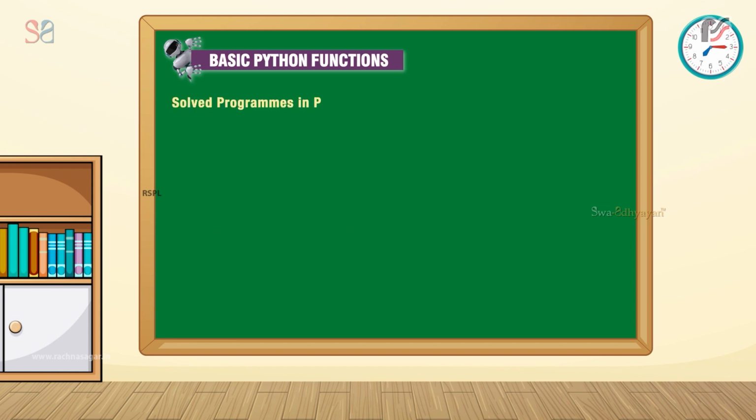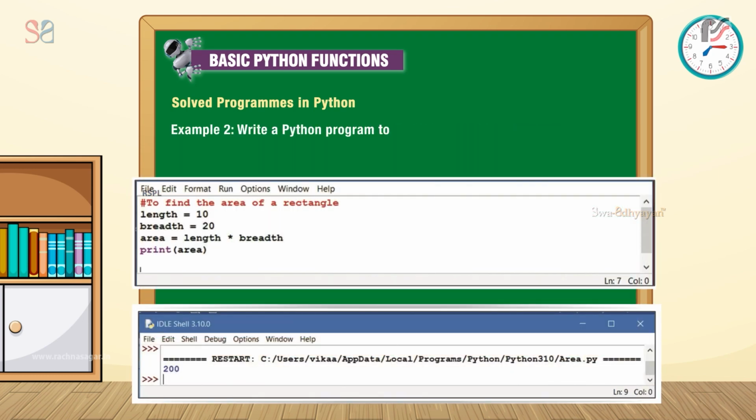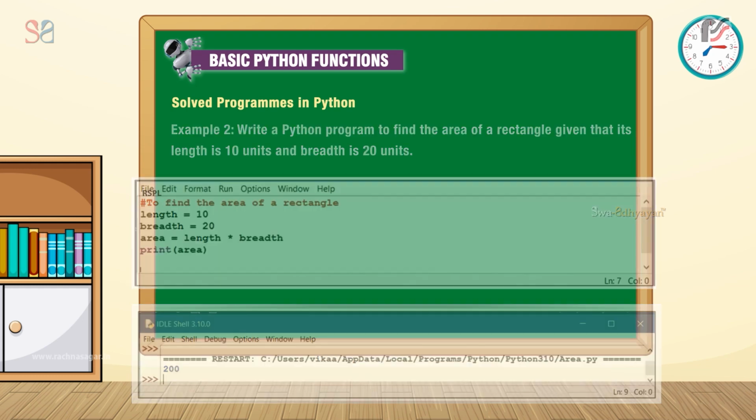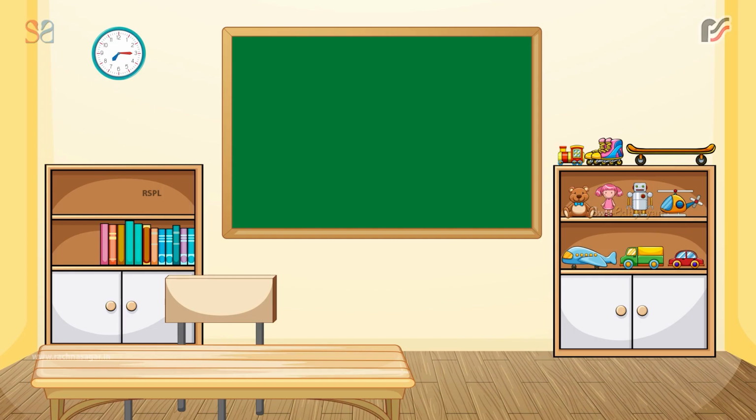Continuing with solving programs in Python. Example 1. Write a Python program to find the sum of two numbers. Here is its output. Example 2 is write a Python program to find the area of a rectangle given that its length is 10 units and breadth is 20 units. This is the output. Lastly, example 3. Write a Python program to find the square of a number entered by the user. And here's the output. That was our chapter introducing Python.